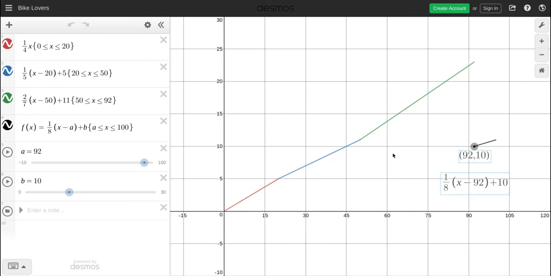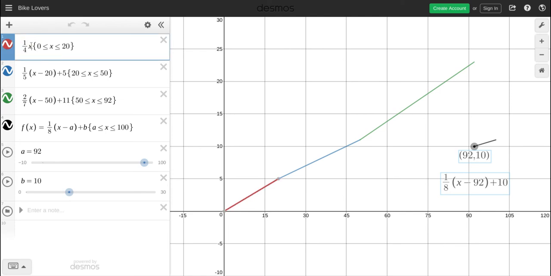This bike lovers graph is based on the equations and expressions we just saw. And so you'll see on the left-hand side, I've got that 1/4 x, that 1/5 the quantity x minus 20, and so on. Desmos does some really nice things. What it allows us to do is restrict domains, which is why I have these curly brackets. These curly brackets allow us to define a domain over which this particular expression is graphed.